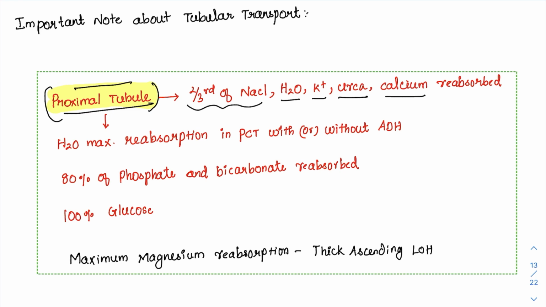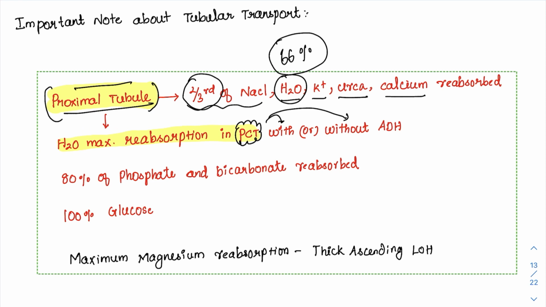Then there is one specific question where the students will constantly make mistakes. It is asked, the water reabsorption is maximum if ADH is present. Where is the water reabsorption maximum? It will be in the PCT only. And what is the reason behind it? The reason is, with or without ADH, already 2/3 is being reabsorbed here. 2/3 means that is 66% is reabsorbed here.